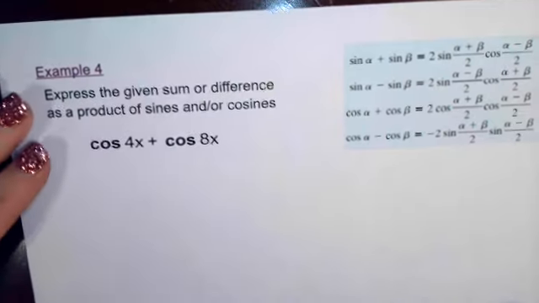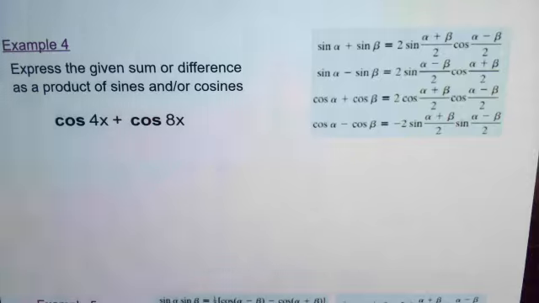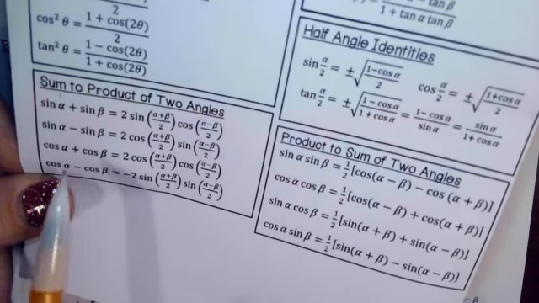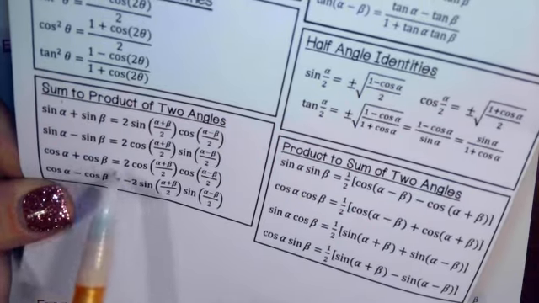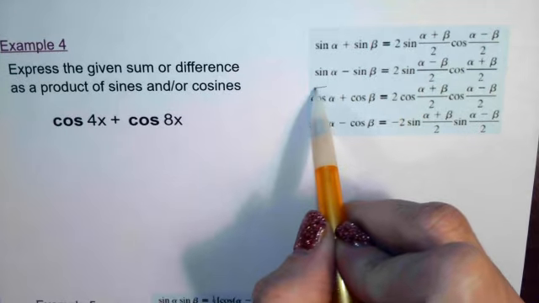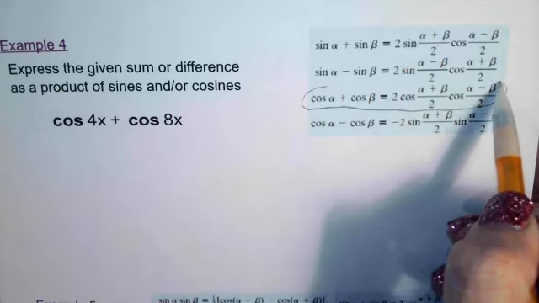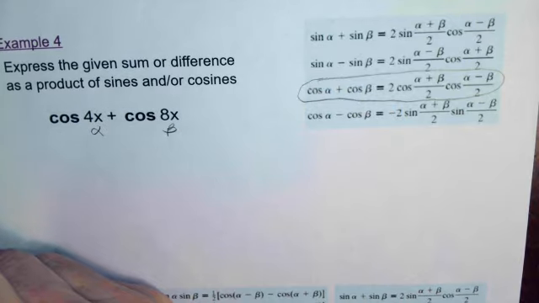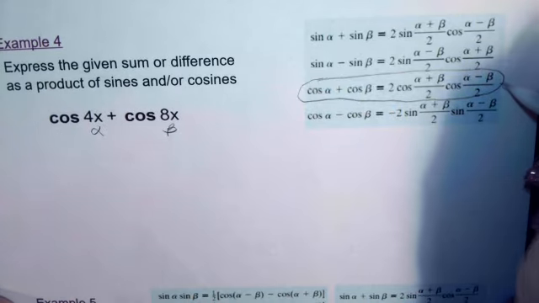And for example 4, we've got express the given sum or difference as a product of sines and or cosines. So again, we're looking at that bottom left-hand corner, and this one has cosine and cosine. Addition, so we're doing this one here, cosine alpha plus cosine beta, and that is going to be this one here. Okay, so then alpha is 4x, beta is 8x, and now I just need to substitute this in.